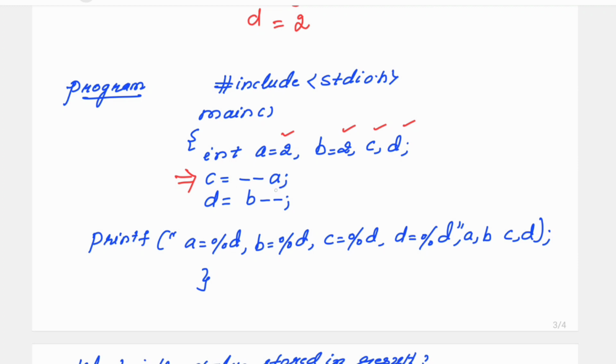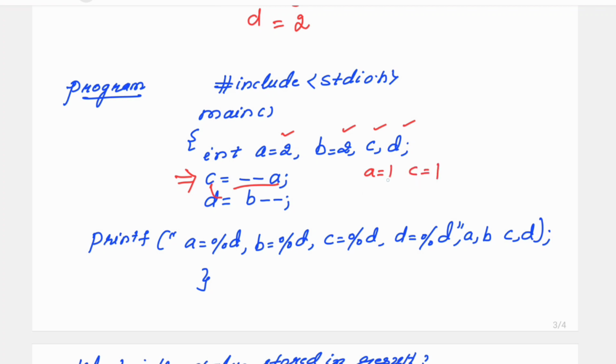It is pre-decrement. So this pre-decrement is what? First, decrement the value for A. A is 2. So when the initial value for A is 2, now the new value becomes what? Because you are decrementing, A becomes 1 and that 1 is now assigned to C. So the new value for C: A is equal to 1 and C is equal to 1.